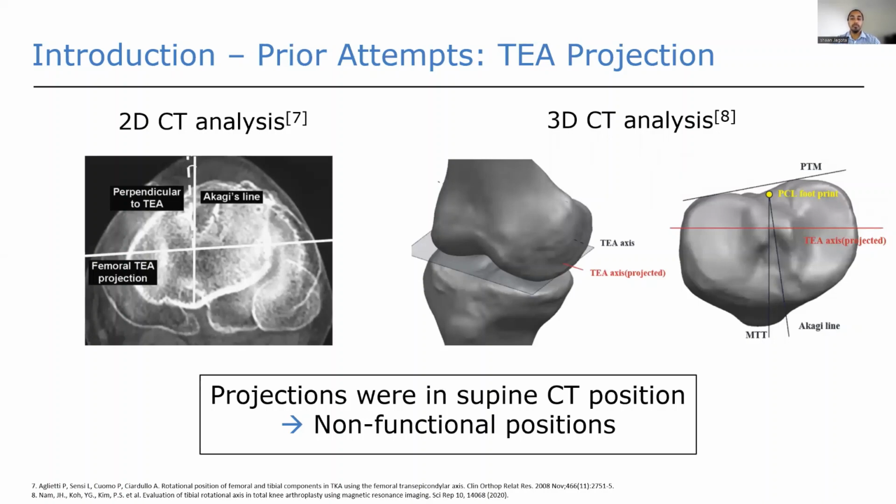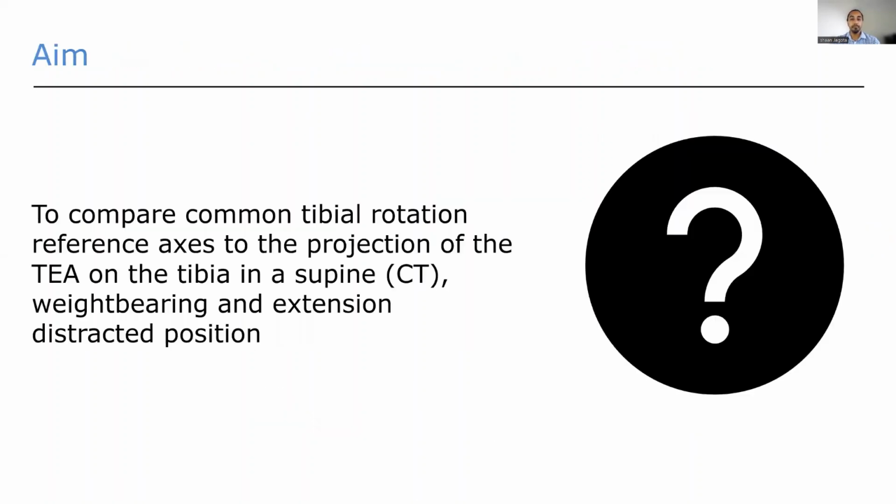There have been prior attempts to establish femoral reference for tibial rotation. These involve projecting the TEA onto the proximal tibia using either 2D CT slices or 3D reconstructions of CT scans. However, these would provide the reference in a supine CT position, which many would not consider to be a functional position. So the aim of this study is to compare common tibial rotation reference axes, more specifically Insall's and Cobb's axes, to the projection of the TEA on the proximal tibia in the supine CT position, as well as the weight-bearing and extension-distracted positions.